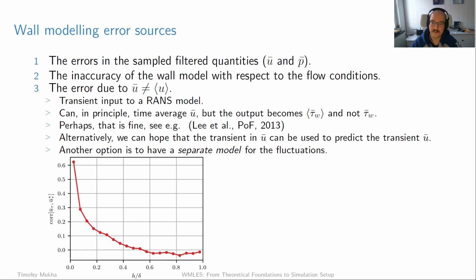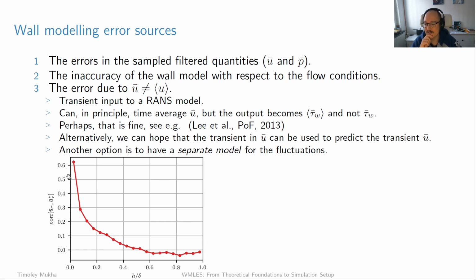The other alternative is we say, okay, we are going to feed a transient signal into a RANS model. Yes, that's true. But we can hope that maybe the transient output that we get is not going to be completely unreasonable. Sorry, there's a typo here; it should be tau wall, of course. So we use a transient U, and we want to predict the transient tau wall. The question is, I mean, you can always hope, right? But is it reasonable to hope for that? And it turns out that maybe not so much.